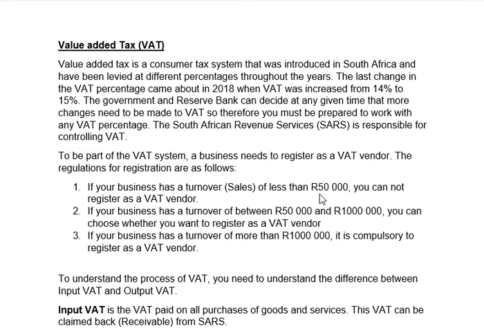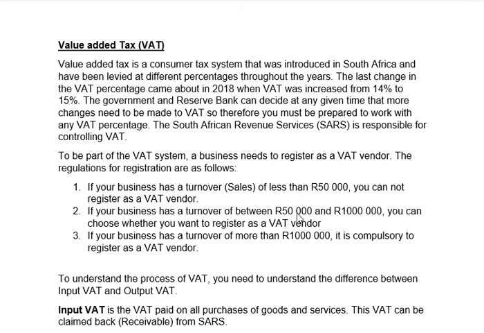Less than 50, you can't register as a VAT vendor. Between 50 and 1 million, it's your option if you want to register as a VAT vendor. And the moment you reach 1 million or more, it is compulsory for your business to register as a VAT vendor. Now, the moment you register as a VAT vendor, you need to understand the difference between input VAT and output VAT.